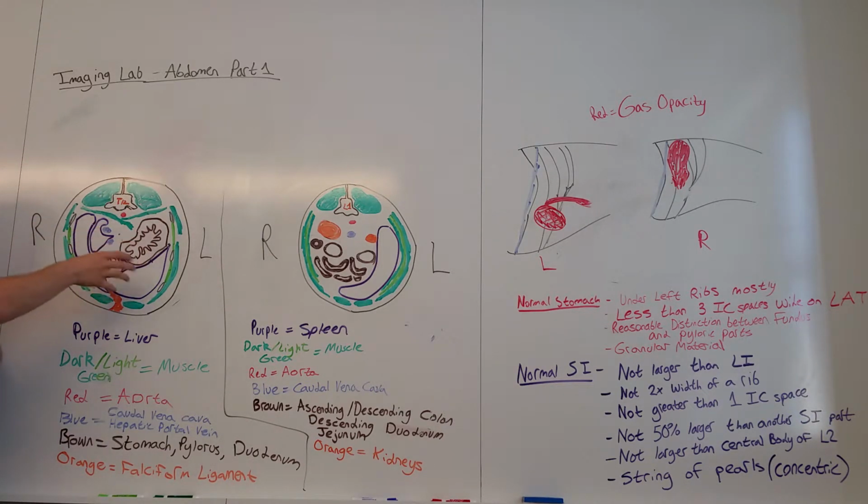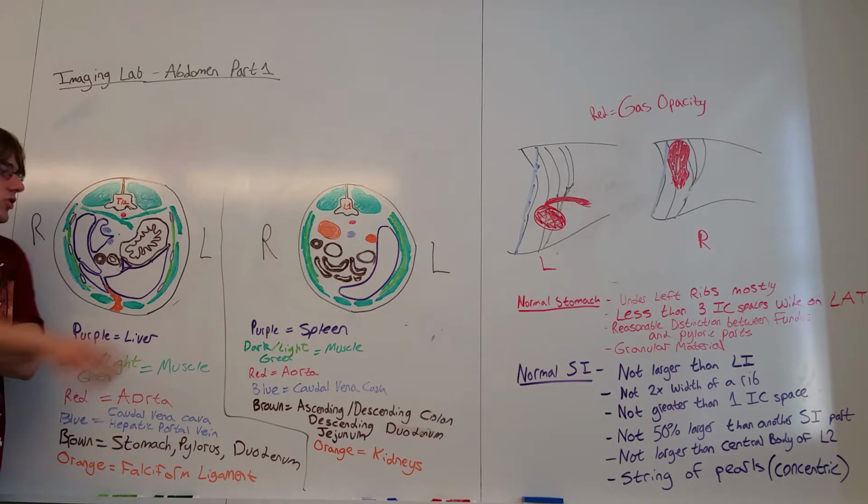The brown parts now, we have our stomach, pylorus, and descending duodenum. Now, how do we recognize these from each other? First of all, we know that the stomach is a left-sided organ, so we should expect to see it on the left side of our cross-section.